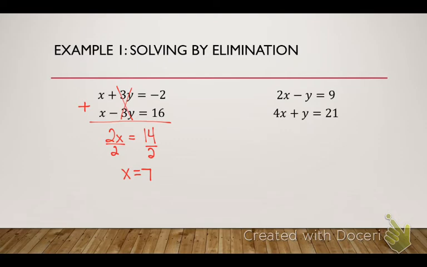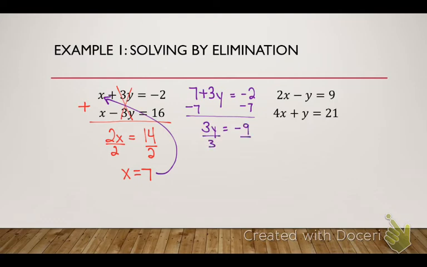Now I'm going to plug back in 7 for x up here. So 7 plus 3y equals negative 2. So I subtract 7 to the other side. 3y equals what, guys? Negative 9. Divide both sides by 3. And y equals negative 3.